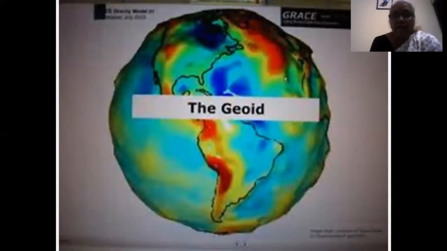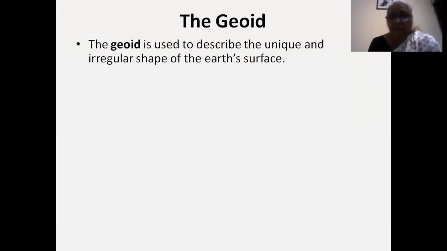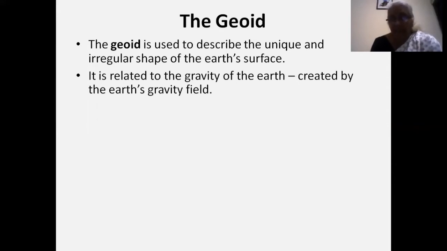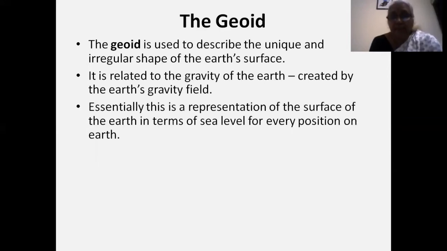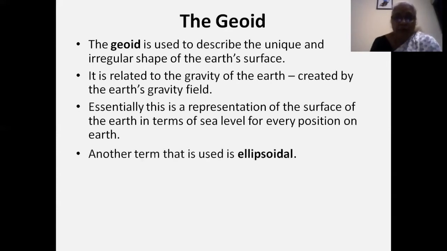This is what it looks like. The dark red shows the higher points, and as you go down towards the sea, the colors become lighter. Then you have a dark blue that shows very deep points. So that exactly is the geoid. The geoid is basically used to describe the irregular shape of the Earth's surface, and it is related to gravity and created by the gravity field. Essentially, this is a representation of the Earth in terms of sea level for every position on Earth.